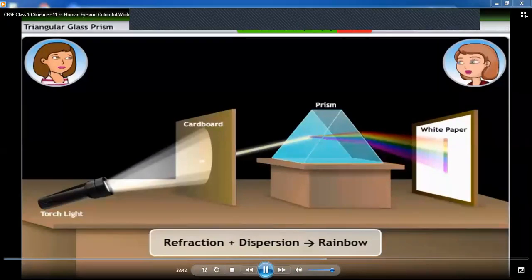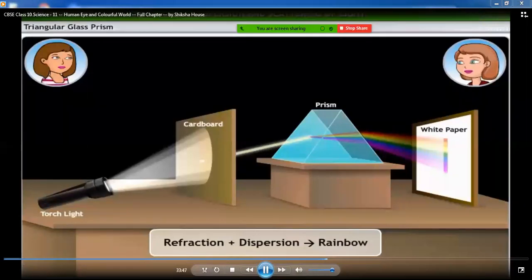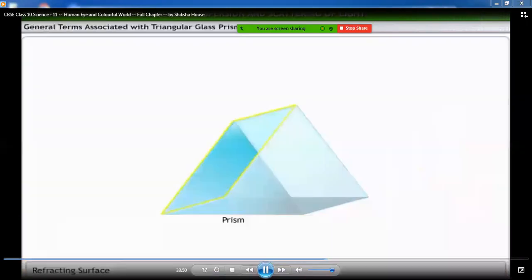Let's begin with refraction and review the general terms associated with the triangular glass prism. The rectangular faces in a triangular glass prism are known as refracting surfaces.